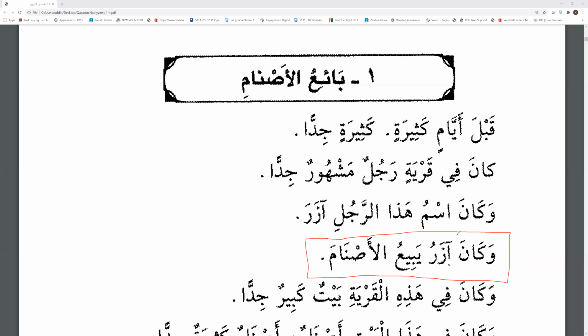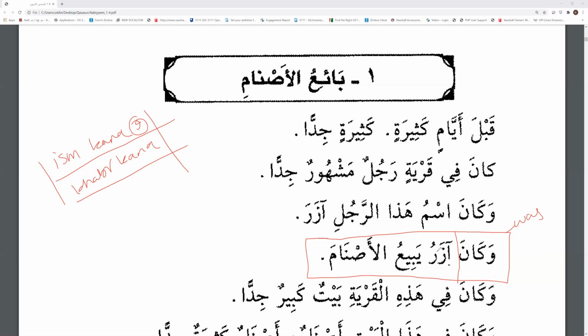So you have the kana, yeah? That means was. Look at this sentence. What is it starting with? Is it starting with the ism or a fi'l? Ism. So we're looking for ism of kana and khabar of kana. Don't be confused though, brothers. Pay very detailed attention. How does ism of kana reflect? Rafa. Excellent. So we see here we have Azar.